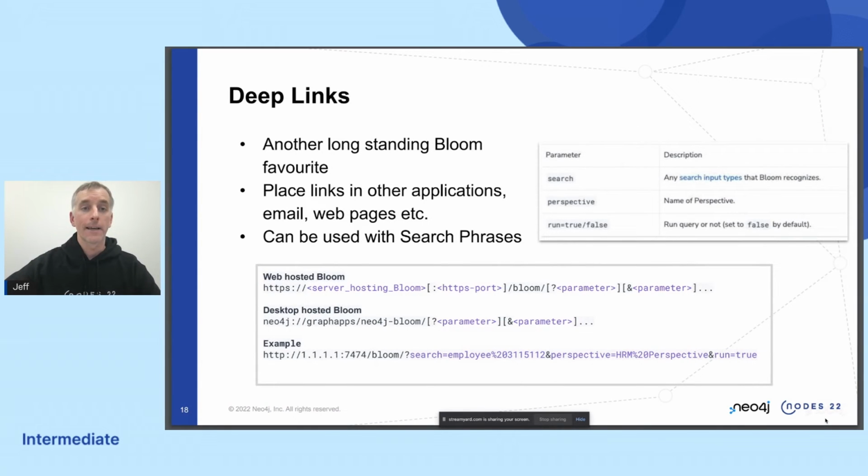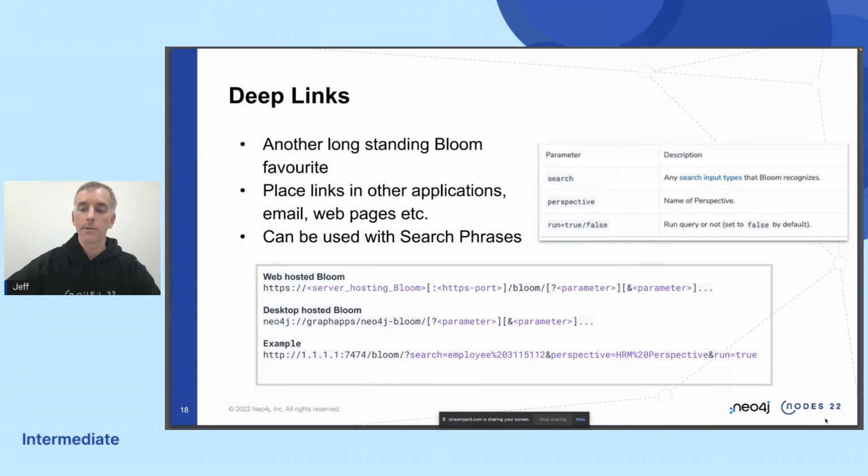Deep links are one final feature for customization that I'll call out just because I'm not sure how many people know about deep links, but we do have folks who get a lot of use out of them. They can be quite powerful. So whether you're using desktop or a web-hosted version of Bloom, you can create a URL that references specific parameters, namely the perspective and the search that you want to run in Bloom. And you can provide that URL to someone so that when they access it, Bloom will load and it will load the perspective and the search that were defined.